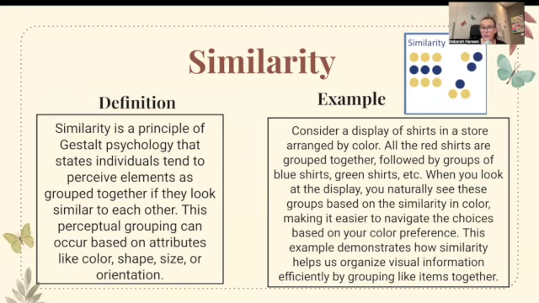Consider a display of shirts in a store arranged by color. All the red shirts are grouped together, followed by groups of blue shirts, green shirts, etc. When you look at the display, you naturally see these groups based on the similarity in color, making it easier to navigate the choices based on your color preference. This example demonstrates how similarity helps us organize visual information efficiently by grouping the items together.